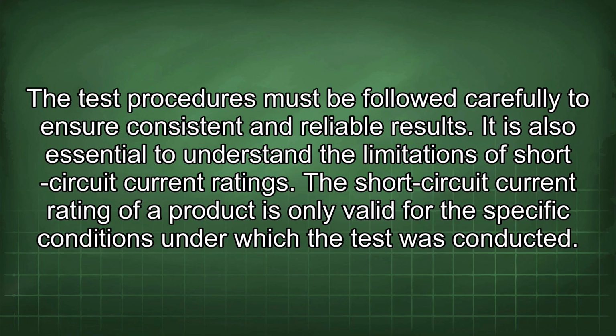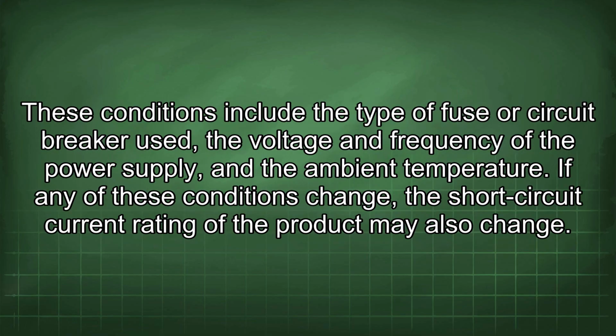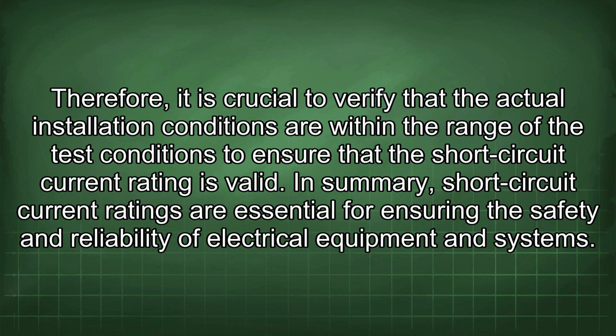It is also essential to understand the limitations of short-circuit current ratings. The short-circuit current rating of a product is only valid for the specific conditions under which the test was conducted. These conditions include the type of fuse or circuit breaker used, the voltage and frequency of the power supply, and the ambient temperature. If any of these conditions change, the short-circuit current rating of the product may also change. Therefore, it is crucial to verify that the actual installation conditions are within the range of the test conditions to ensure that the short-circuit current rating is valid.